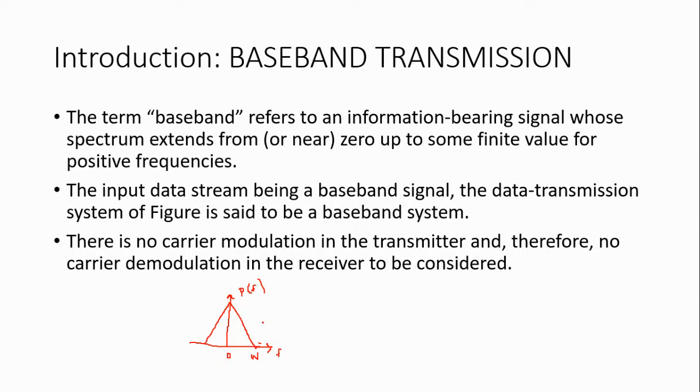The input data stream is a baseband signal. The data transmission system is called a baseband system. In this baseband transmission, there is no carrier modulation in the transmitter side, so there is no carrier demodulation in the receiver side.